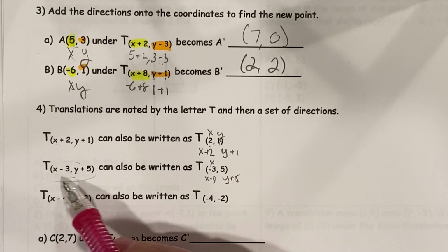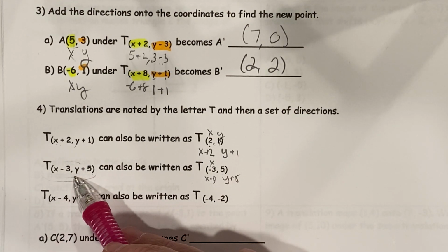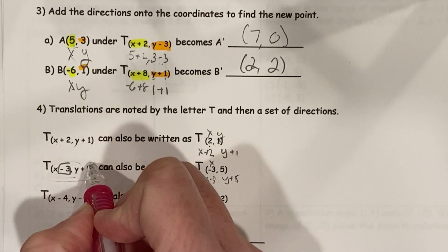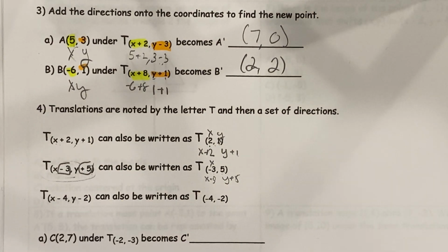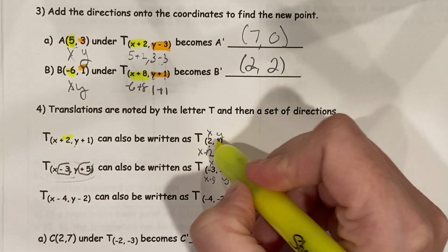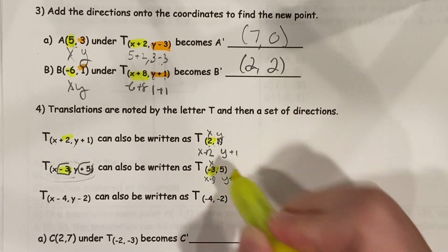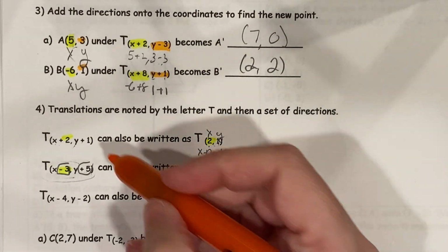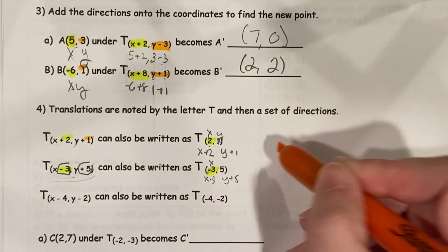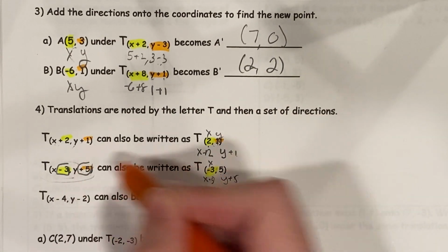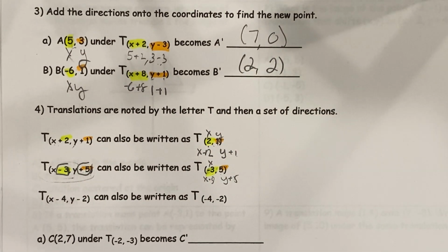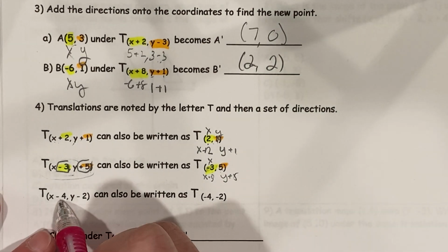And that's by not writing the x, not writing the y, just basically writing those integers. Okay, so positive 2, positive 1, they write there. Negative 3, positive 5, they just write it like that. And they expect you to be able to know how to move or what that means from there. All right, so one more.